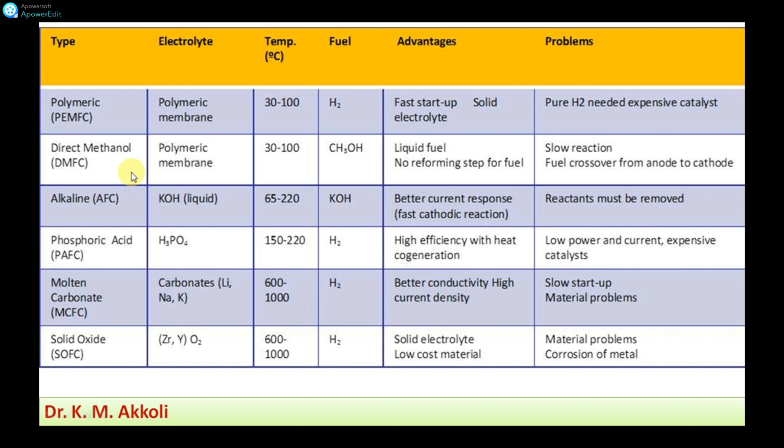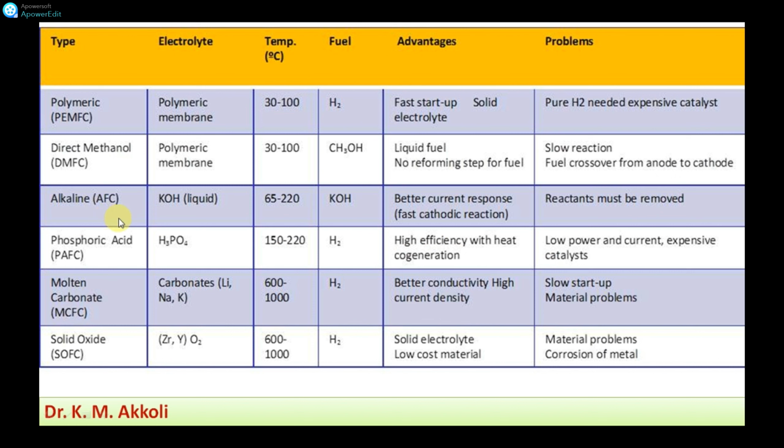The second one is the direct methanol fuel cell, where a polymeric membrane electrolyte is also used. The temperature range is similar, and the fuel is CH3OH, methanol. The advantage is that a liquid fuel is used, and no reforming is needed for the fuel. The problems are that the reaction is slower and fuel crossover occurs, where the fuel directly crosses from the anode to the cathode.